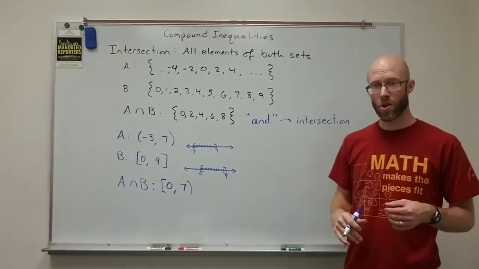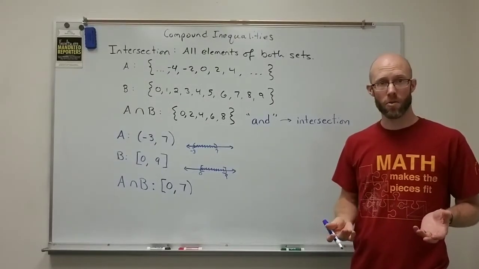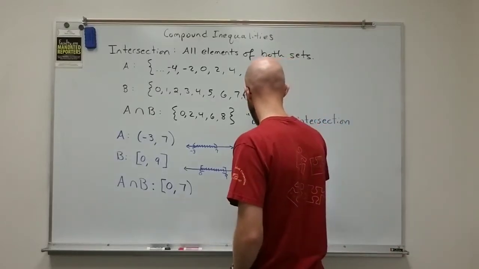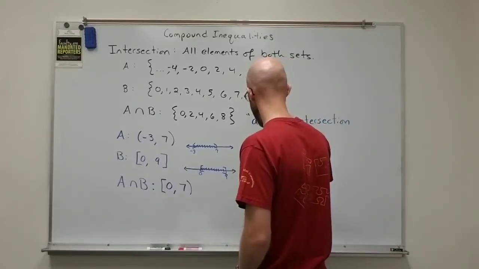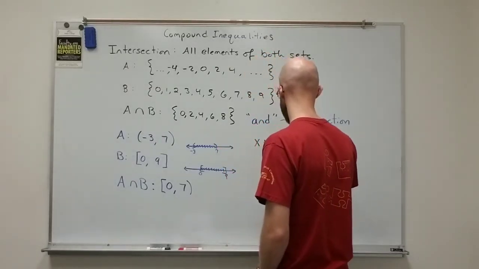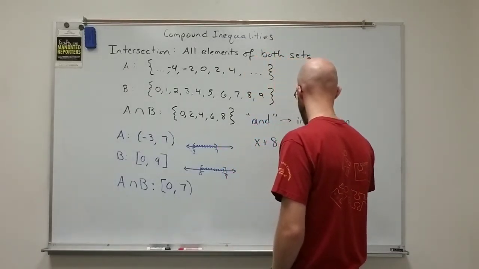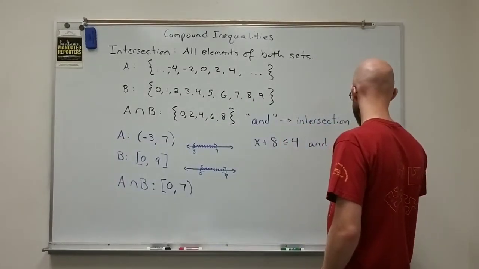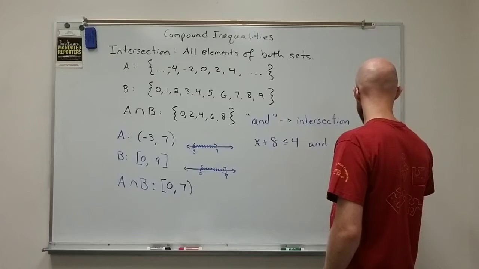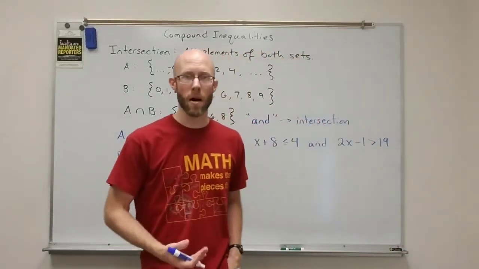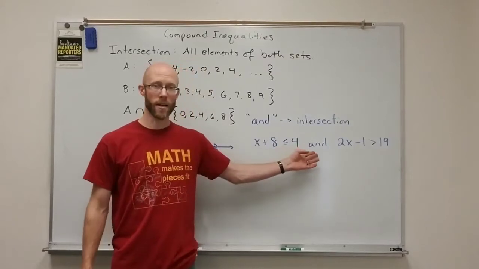Now you could solve inequalities in a similar way. I want to solve the inequality, it's a compound inequality where x plus 8 is less than or equal to 4 and 2x minus 1 is greater than 19. Okay, so this is what we call a compound inequality. It uses the word "and."